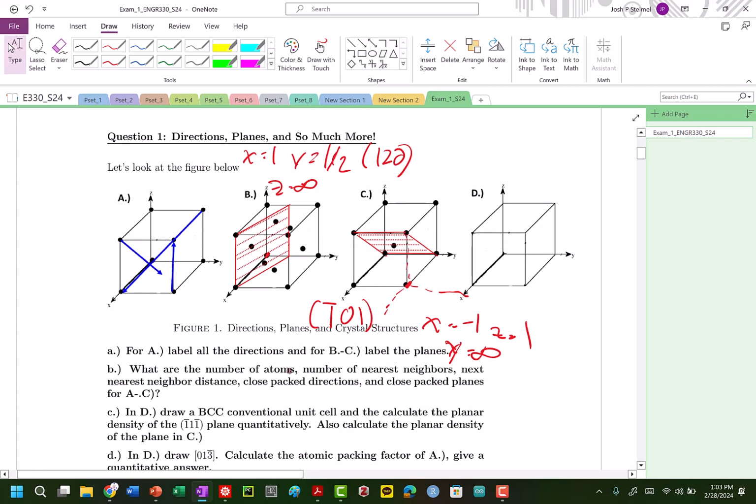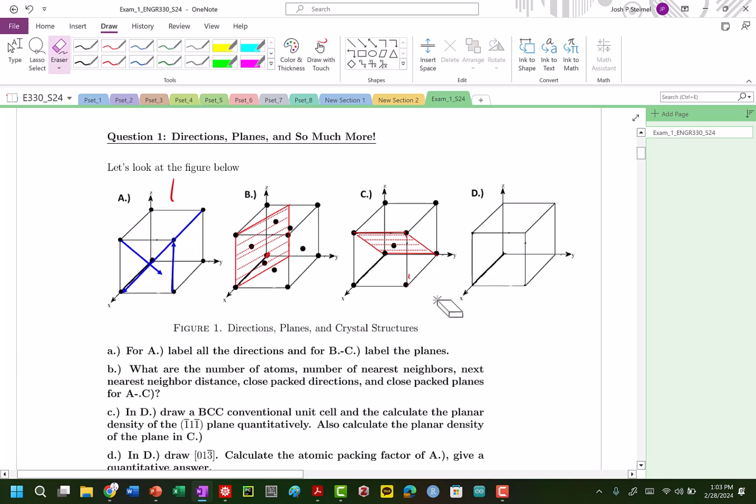All right. What are the number of atoms in each of these structures? Let me go to my eraser and delete this, because I'm going to be writing these things pretty furiously. Number of atoms: 1, 4, 2. The number of nearest neighbors will be 6, 12, 8.